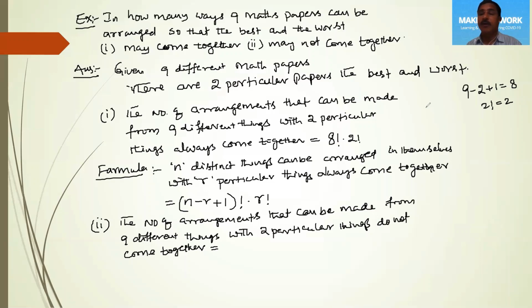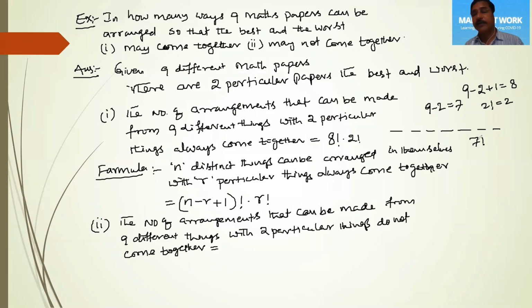9 ఎలిమెంట్స్ లోంచి మనం 2 ఎలిమెంట్స్ ఫస్ట్ తీసేయాలి. తీసేస్తే ఎన్ని ఉంటాయి? 7 ఎలిమెంట్స్ ఉంటాయి. ఇప్పుడు ఈ 7 ఎలిమెంట్స్ ని ఫస్ట్ అరేంజ్ చేయాలి. 1 2 3 4 5 6 7. Now we have to arrange these 7 elements first in the 7 blanks. So this can be done in 7 factorial ways. Now the 7 elements in 7 blanks can be arranged in 7 factorial ways.